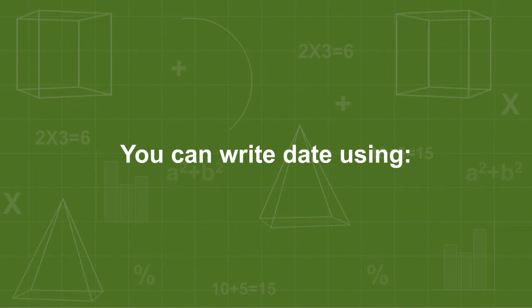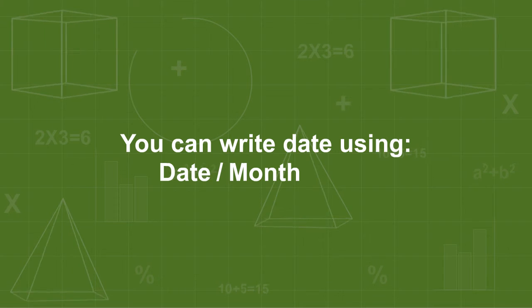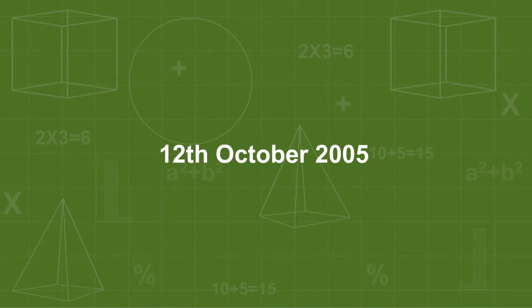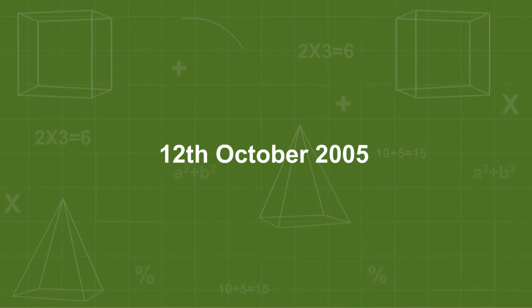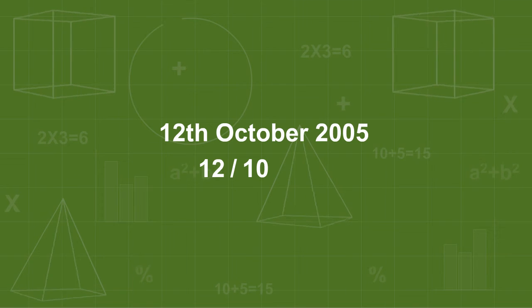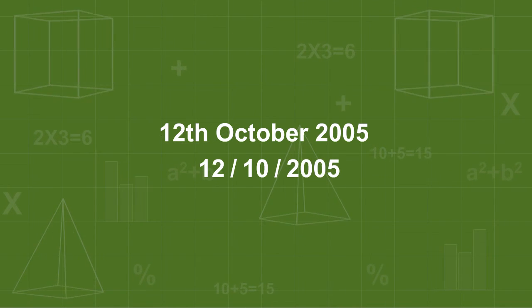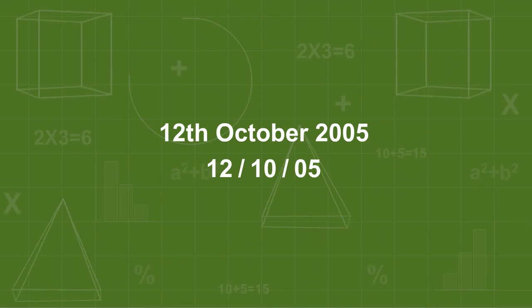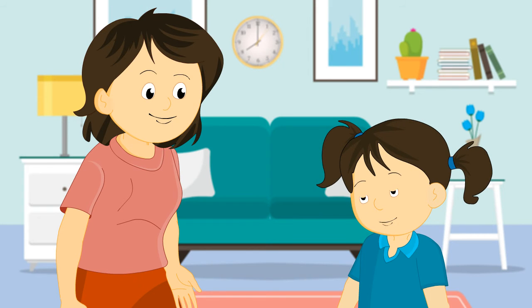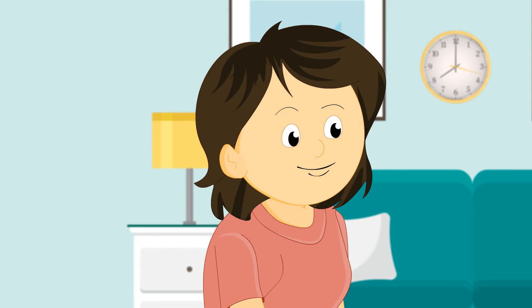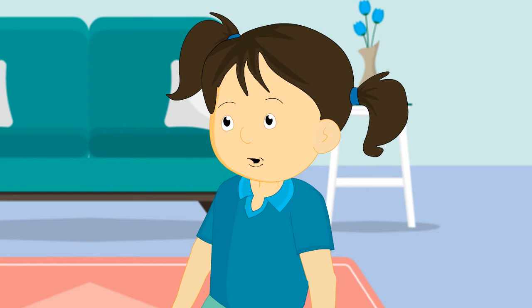You can write the date using date/month/year. If the date is 12th October 2005, you will write it as 12/10/2005 or 12/10/05. Okay, I get it. Sarah, do you know about estimation of time?